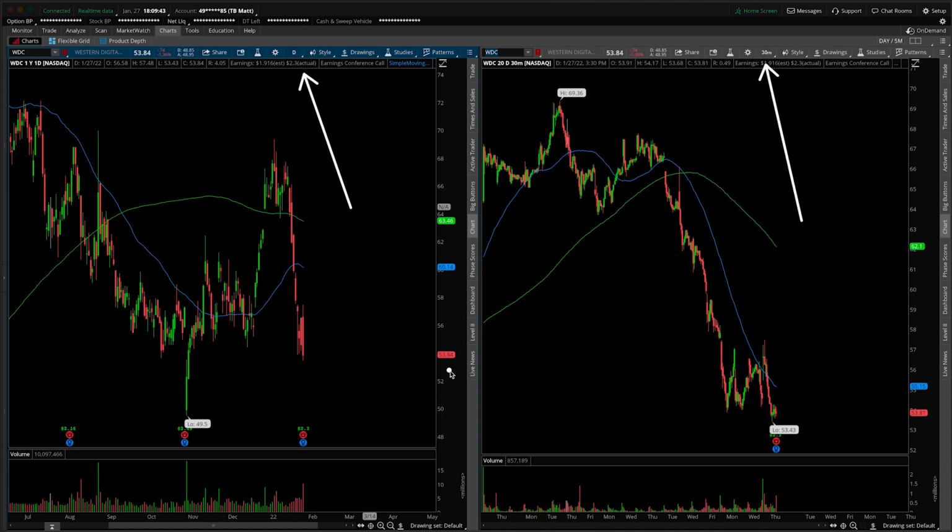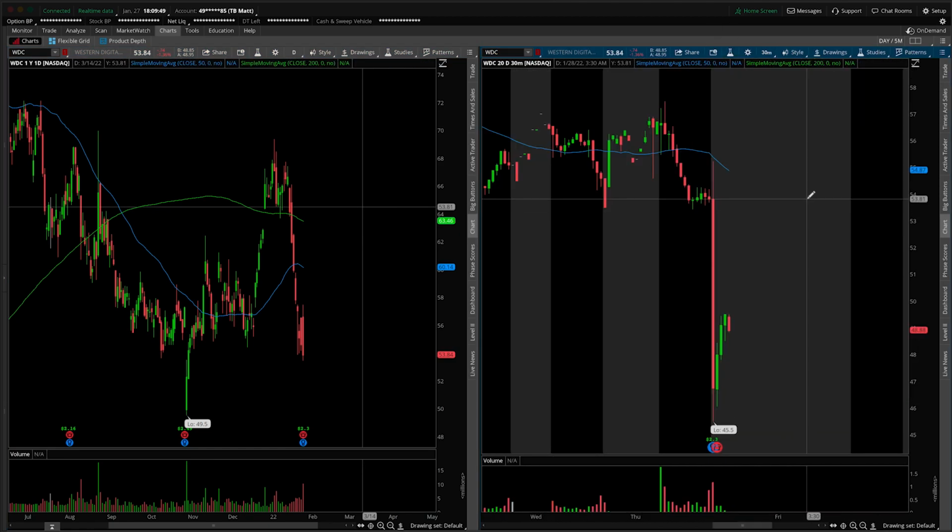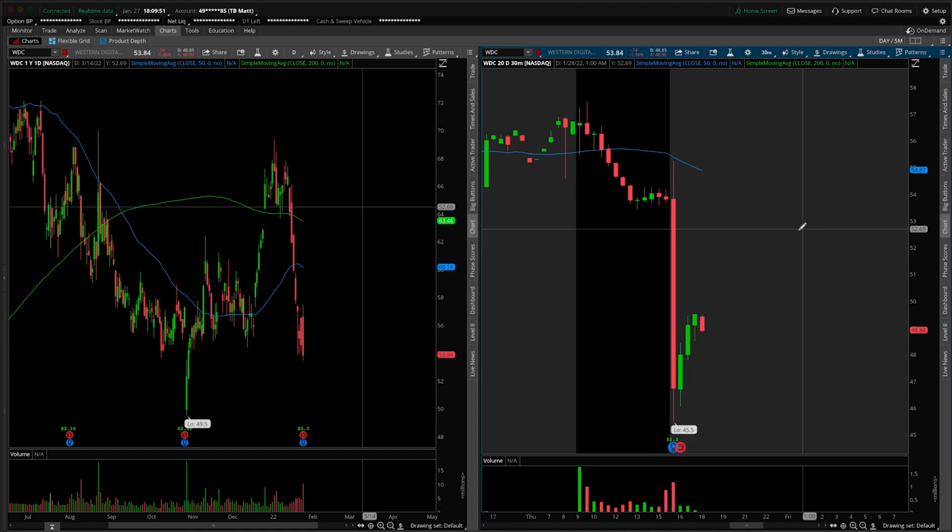First things first, I need to let you know they gave us an earnings announcement after the bell today, so let's flip on the extended hour session and see what's going on with the number. So zooming in here, quite a nasty move to the downside, but a little bit of sympathy going on here.